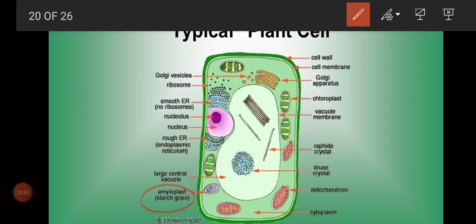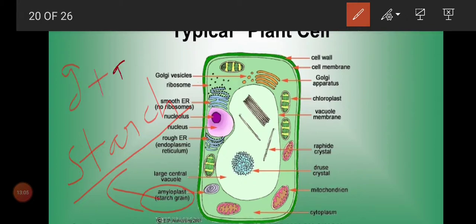So amyloplast will store starch. What is starch, children? Starch is a complex form of glucose. Many glucose molecules joined together give you starch. So starch we call a polysaccharide. For example, if you eat sugar, that is a simple sugar. But if you take a potato, or eat another very complex form of glucose, that we call starch. Starch is also glucose only, but many glucose molecules join together to give starch.